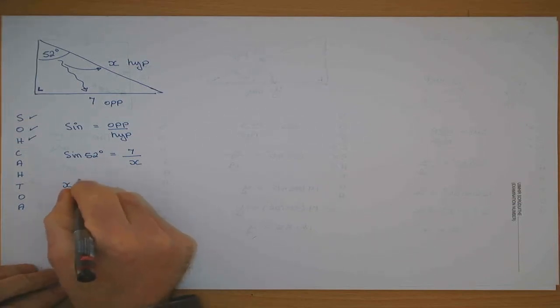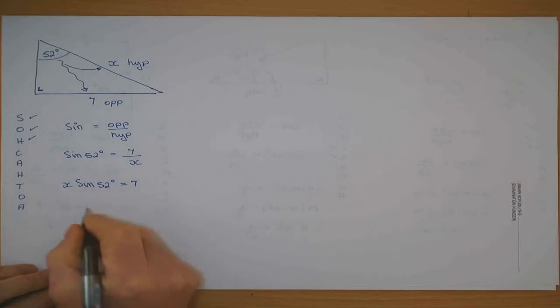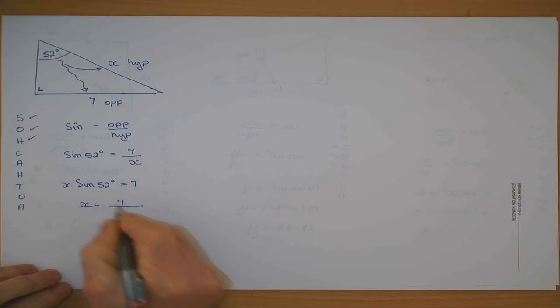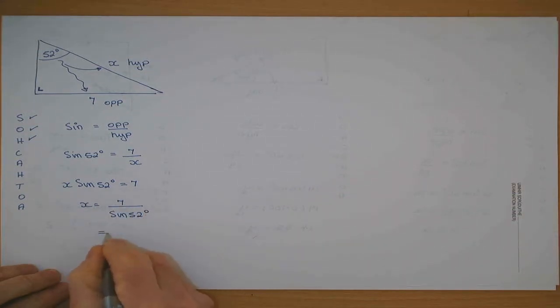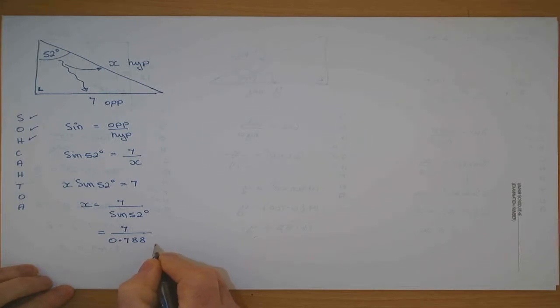x times the sine of 52 degrees is equal to 7. So what's x equal to? 7. That's a multiplier. What would it become? Divided by the sine of 52 degrees, which is 7 divided by 0 point. What's the sine of 52? 0.788. Which is equal to, what's 7 divided by 0.788?